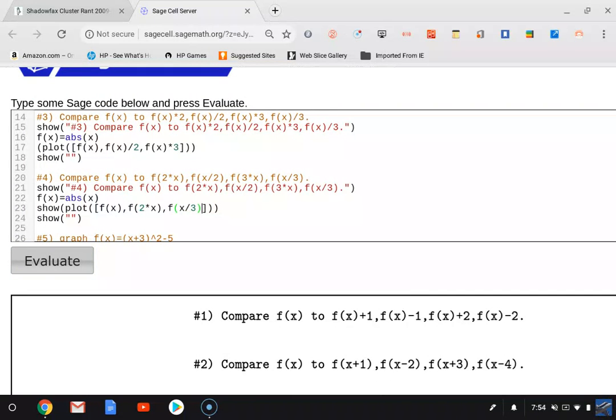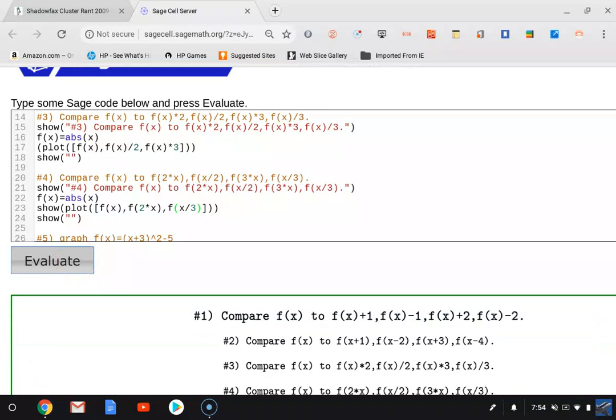What if we divide the x values by an integer greater than 1? Well, that would be a horizontal stretch, because think about it. To get the original f of 1, you'd have to plug in 3. Interesting. All right, so let's see what that looks like.